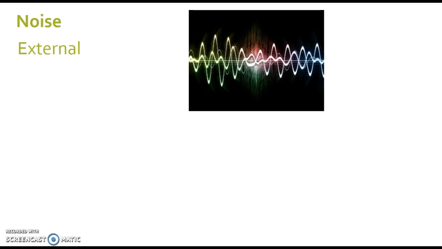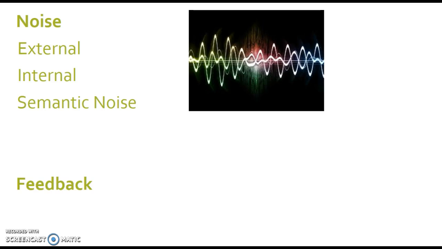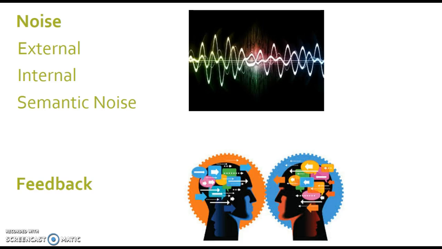Then we have noise, any stimulus that interferes with the shared meaning, such as external noise, which includes sights and sounds, internal, which is thoughts and feelings, and semantic noise, which is actions or words that cause hurt or communication breakdown. And finally, we have feedback, which is usually the response to a message. It indicates whether and how the message was understood.